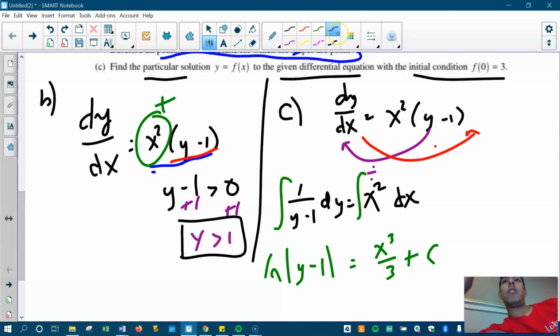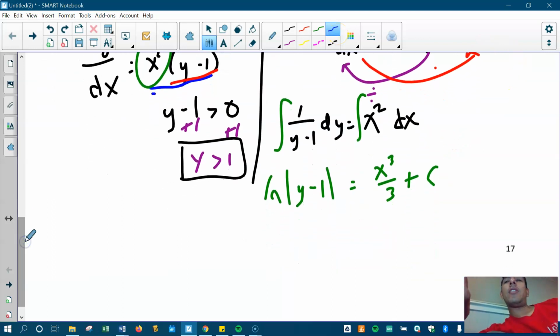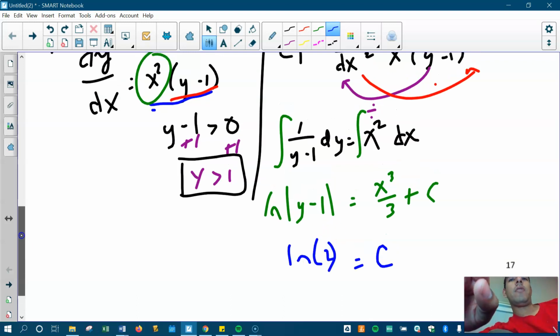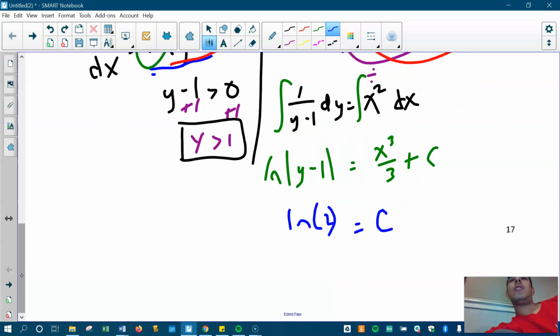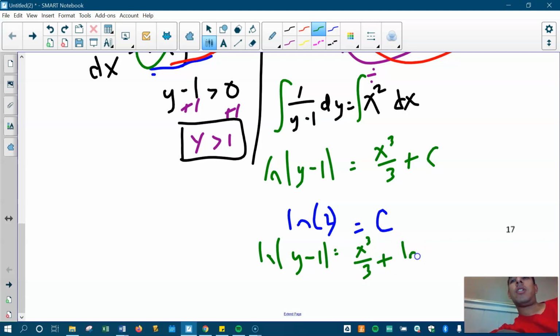Okay, so now what we're going to do is plug in 0, 3. 0 for x, 3 for y. If I plug in 0 for x, then I just get c on this side. If I plug in 3 for y, I get the natural log of 2. Well, that's groovy. That means that my c value is the natural log of 2. So now let's rewrite the equation. Natural log absolute value of y minus 1 equals x cubed over 3 plus natural log of 2. Sure hope I don't have a mistake.